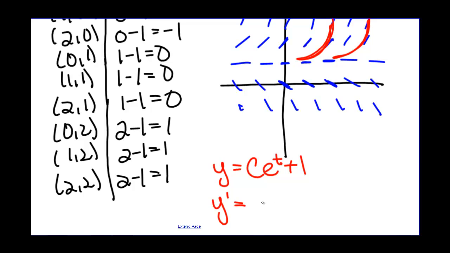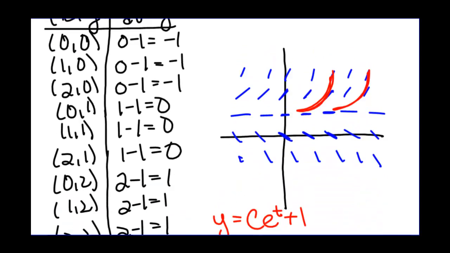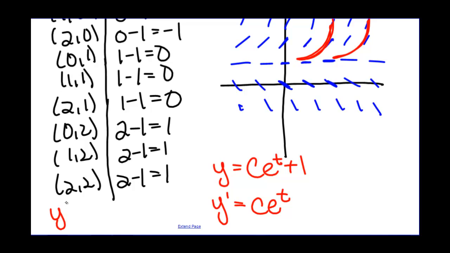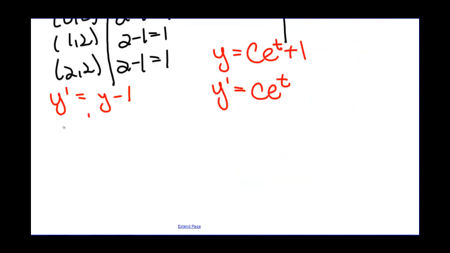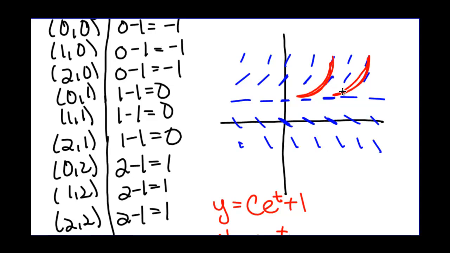y prime equals c e to the t. And we have y prime equals y minus 1. So c e to the t equals c e to the t plus 1, that's y, minus 1. So plus 1 and minus 1 cancel out. So c e to the t equals c e to the t. So that is definitely a solution. And these curves up here are called our family of solutions.